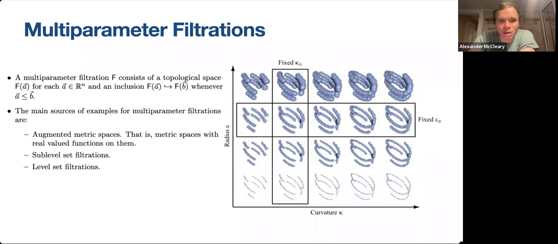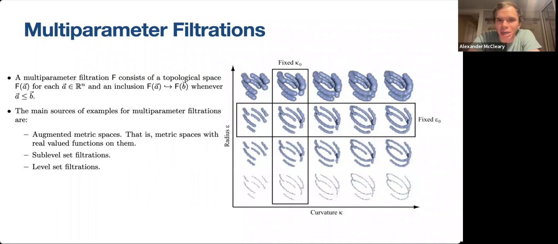Okay, and so these multi-parameter filtrations arise in practice quite frequently. There are three main examples we'll see. The first one is augmented metric spaces. These are just metric spaces with real-valued functions on them. So this example on the right is an example of an augmented metric space. We have this metric, which gives us the scale parameter, so we can do a sort of Vietoris-Rips thing on it. But then we also have a function on this metric space as well, which is the curvature function. And we can filter by that as well as the radius. And so we get two parameters here.